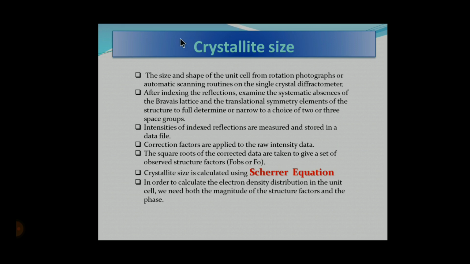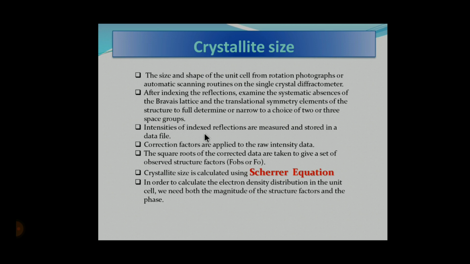And another application is to find out the crystallite size, that is the size of the domains in the case of polycrystalline material. That means the size where the crystal obeys a single crystal structure, that is called a domain, right? The size and shape of the unit cell can be found from rotational photographs or automatic scanning routines on the single crystal diffractometer. After indexing the reflections, indexing means finding out the Miller indices, we can examine the systematic absences and the Bravais lattice and the translational symmetry elements, right?